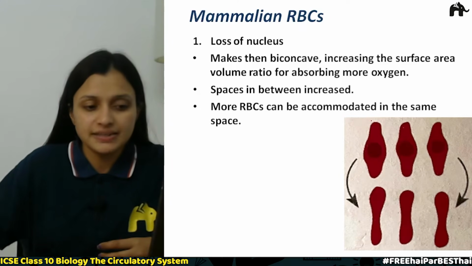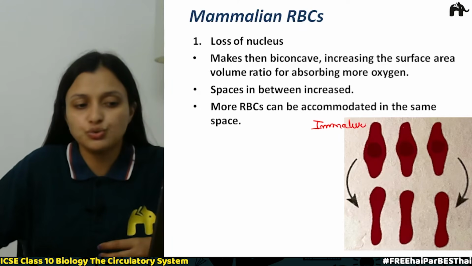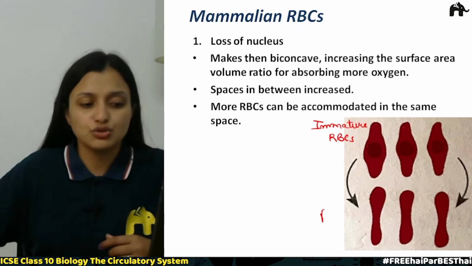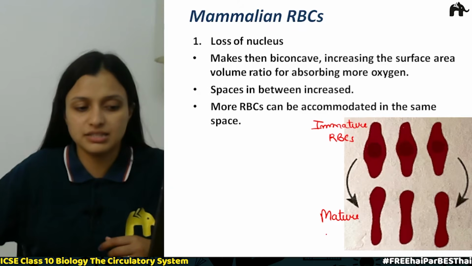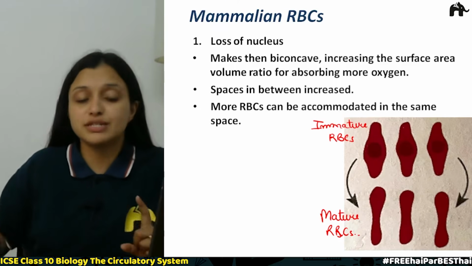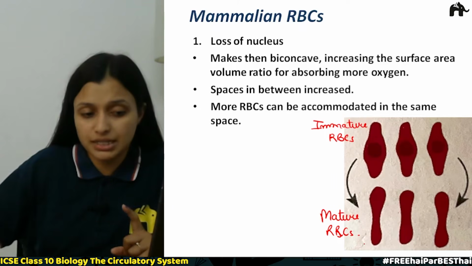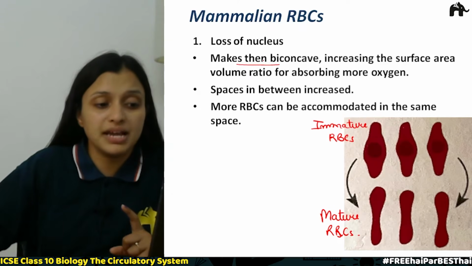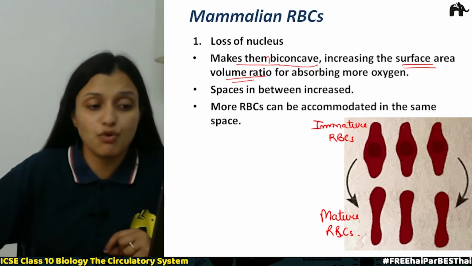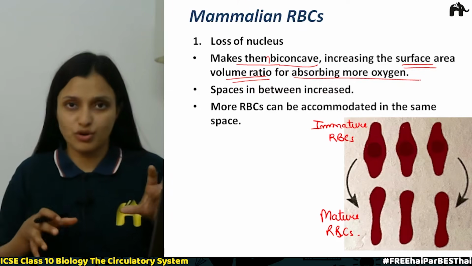As you can see, these are the immature RBCs, the newly formed RBCs. As they mature, they look something like this. These are the mature RBCs. What is the difference between the two? The first difference is that they do not have any nucleus. When they lose their nucleus, it makes them biconcave, increasing the surface area to volume ratio for absorbing more oxygen, so that they can absorb more and more oxygen.